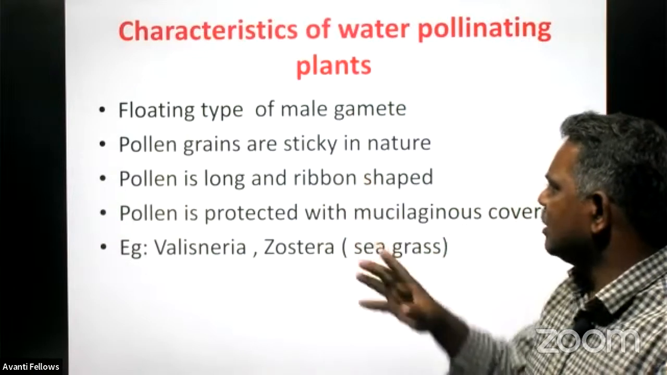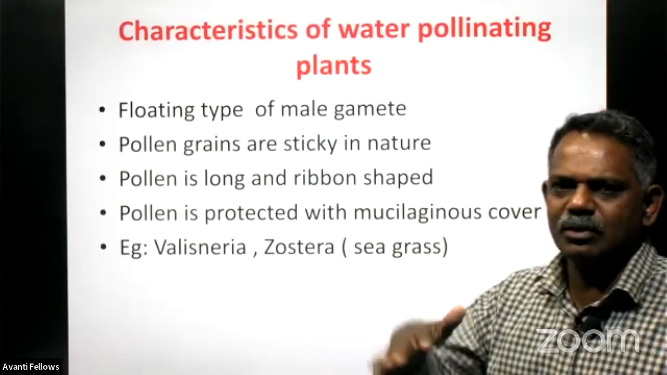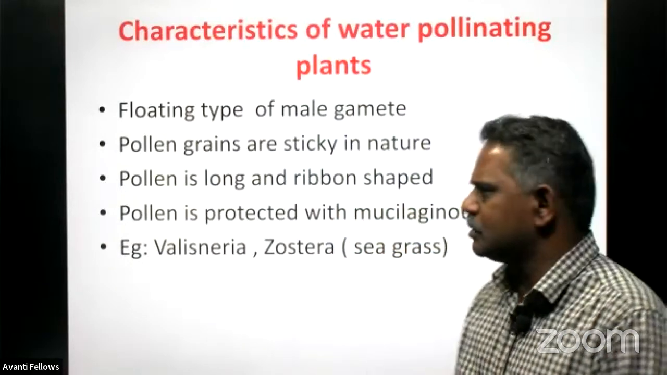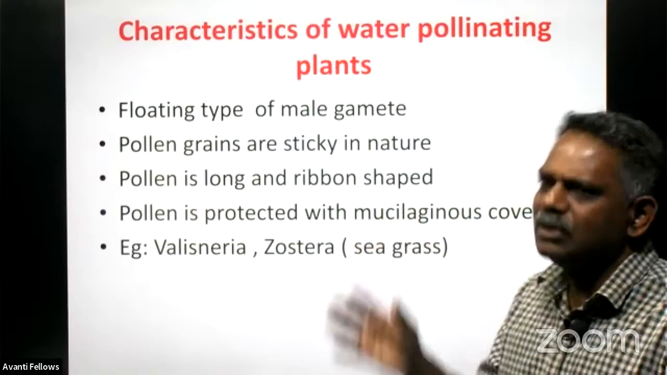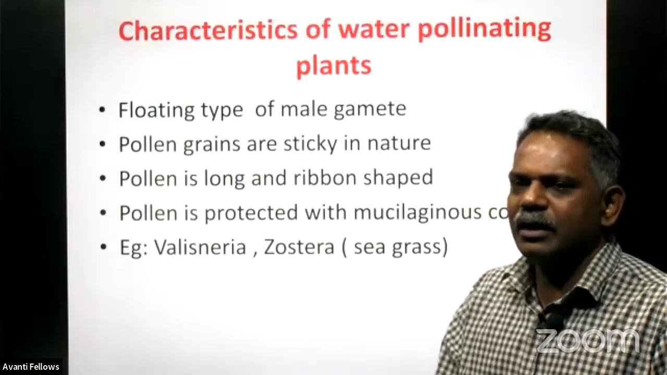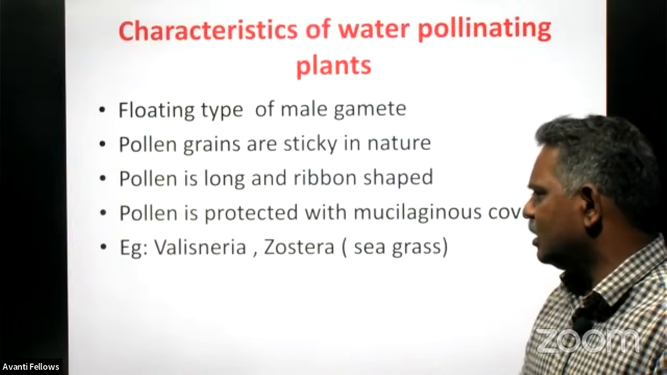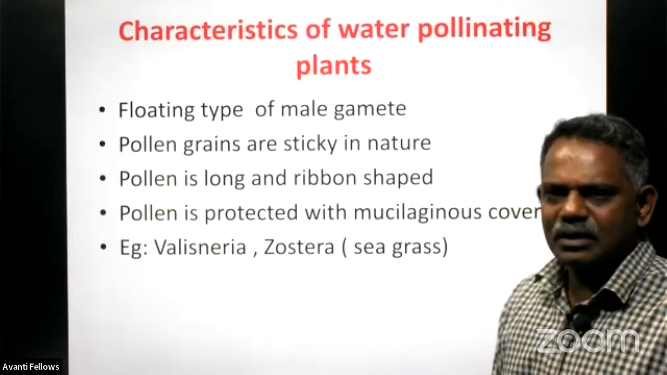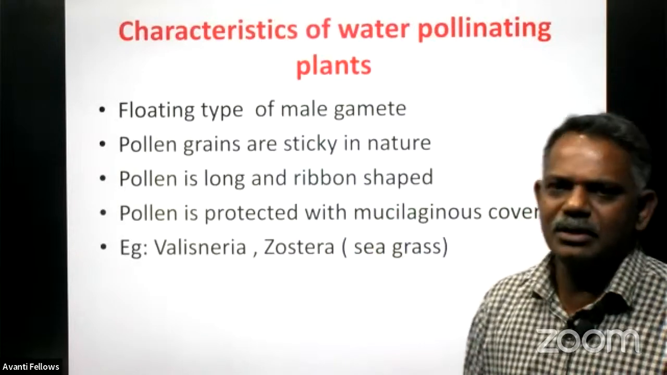The pollen grains are very sticky in nature, and the pollen is long and ribbon shaped so that it can float on the surface of the water. Then the pollen is protected with a mucilaginous cover. A mucilage cover is there over this pollen grain, and it is also for its protection only. And Vallisneria, then Zostera, the seagrass, depend on water only as a pollinating agent.